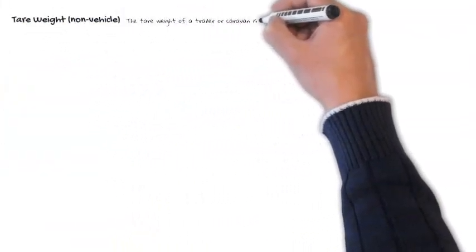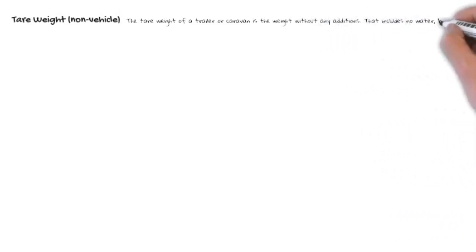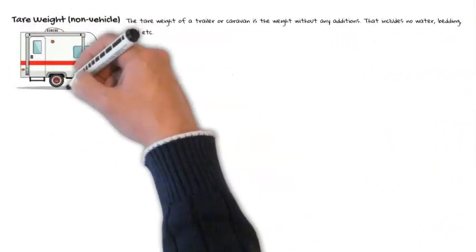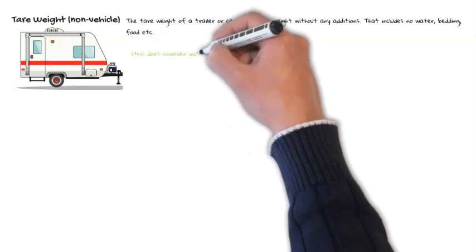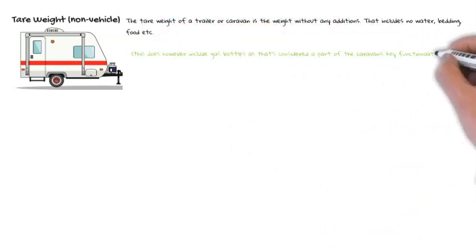Tare weight. Tare weight of a trailer or caravan is the total mass without any additions. This means no water, bedding, food or anything else. However, it does include standard gas bottles, as this is part of the caravan's key functionality.